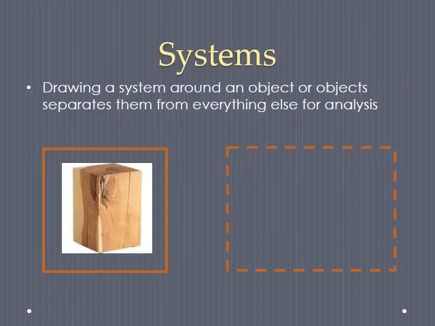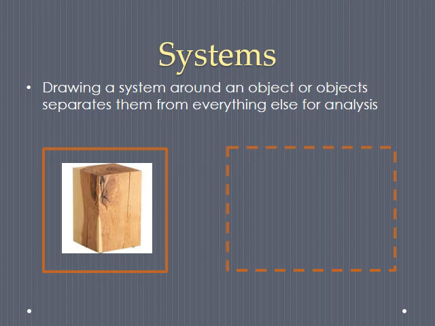One way that we can solve problems and keep track of these conserved variables is using a technique that we call systems. A system is a way of separating an object or objects from everything else surrounding it, and this helps us to analyze what's going on with a system.